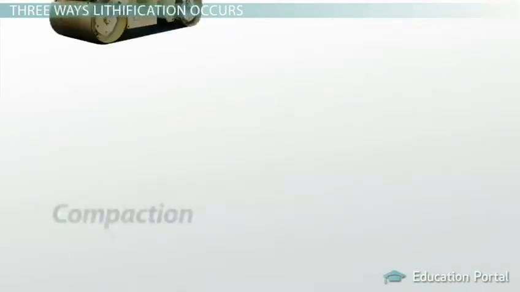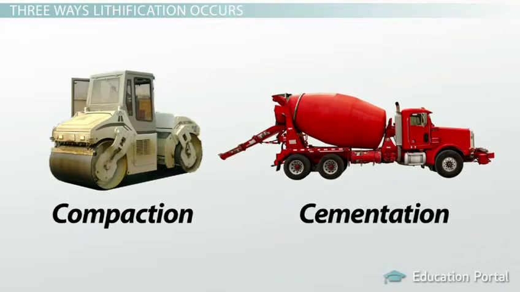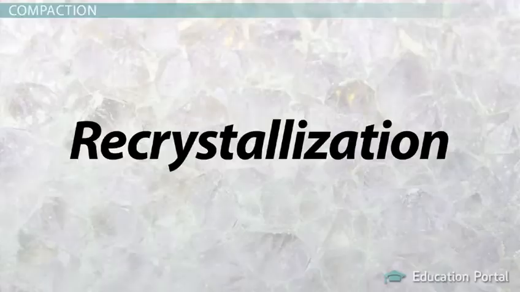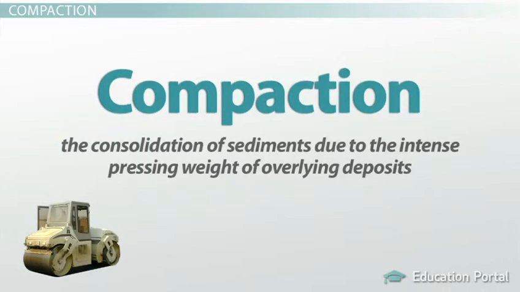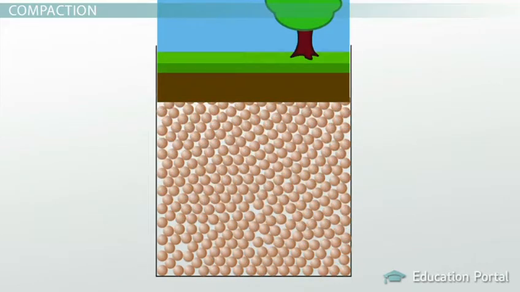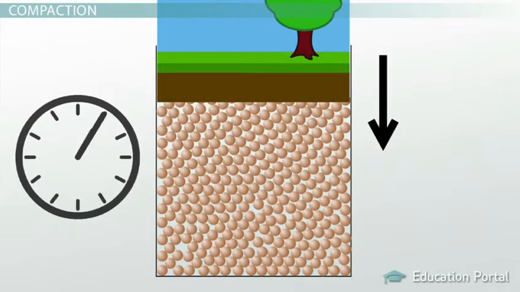There are two main ways that lithification occurs: compaction and cementation. We'll also touch on a third way that is important to some sediments called recrystallization. Compaction is the consolidation of sediments due to the intense pressing weight of overlying deposits. Compaction happens when sediments get buried. This literally squishes the sediment grains together, compressing them into a mass.